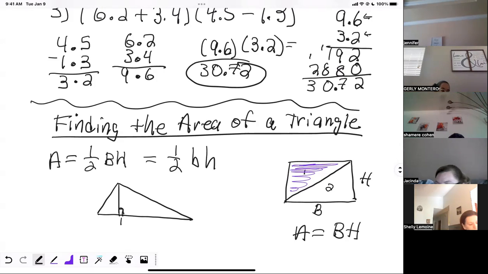Anybody know what this means? This means that it's perpendicular. Well, actually, I don't care about perpendicular. This means 90 degrees, this little symbol. It also means it's a right triangle.